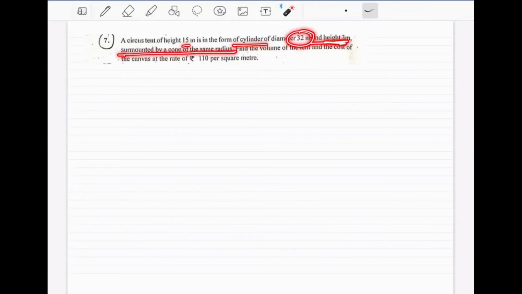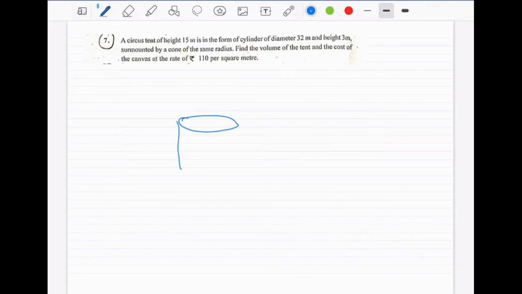Surmounted by a cone of the same radius. Find the volume of the tent and cost of the canvas. You try to do it. Okay, same question here, except what is given here is, let me show you. I'm just going to give it as a hint. I'm not going to calculate this. You all try to do this as homework.